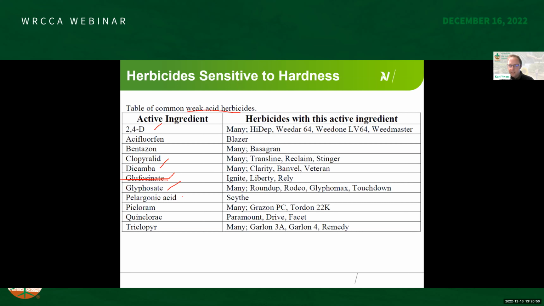So take a look at this, jot some notes down about your spray season that's coming up. Some of you are still spraying, depending on where you're at. Some of you have a busy spray season coming up this spring. So lots of challenges here with water hardness.